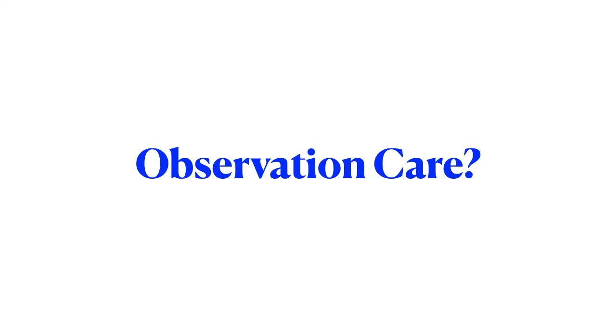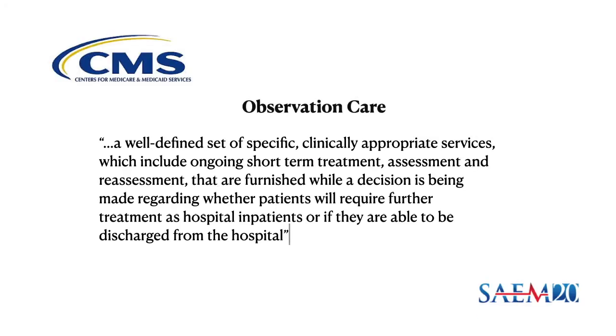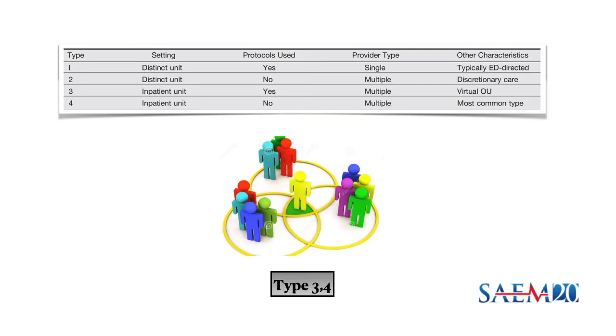So what is observation care? CMS defines observation care as a well-defined set of specific clinically appropriate services provided to a patient while a decision can be made as to whether they can be safely discharged or if they require further inpatient treatment and management. Observation care can be provided in 4 types of settings. Most patients in observation status in the United States are cared for in a type 3 or 4 setting in an inpatient unit, where they may share a room and be indistinguishable from a patient who is a full admission. In other words, all orders are ordered as routine, there is no difference in frequency of rounding, etc.